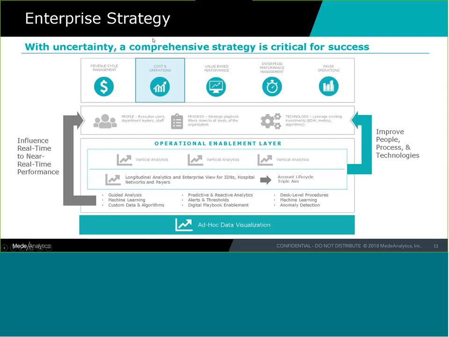And then focused analytics with the business value baked in each of these different areas: revenue cycle management, cost and operations, value-based performance, care operations, and another product which sits across the entire platform, enterprise performance management, where we can take problems and opportunities identified through analytics and see them through to completion with integrated project planning and status.